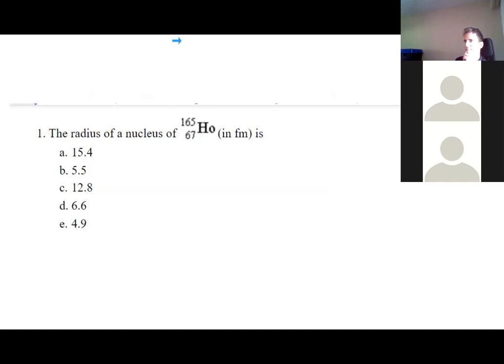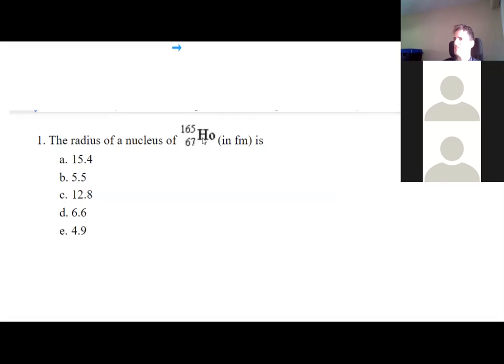So question 1, the radius of a nucleus of a... oh man, I forgot. Does anyone know what element is Ho? Literally, I can't think of it. Okay, I see somebody posted in the chat. Where's the chat window? Oh, nope. Man, that's going to bug me. Ho, holmium. Goodness, it's a rare earth element. Okay, holmium. Ho is holmium. There we go, I'm learning a lot.